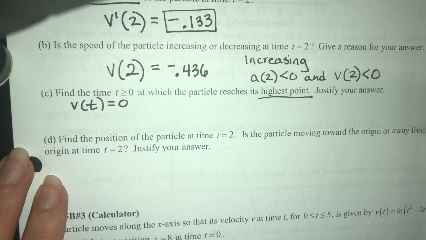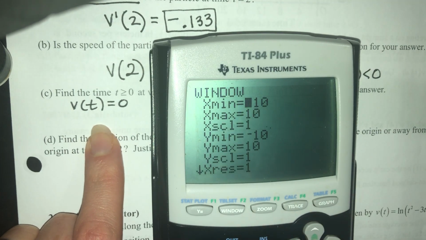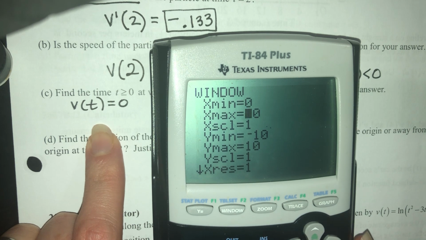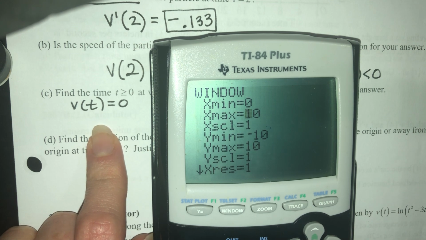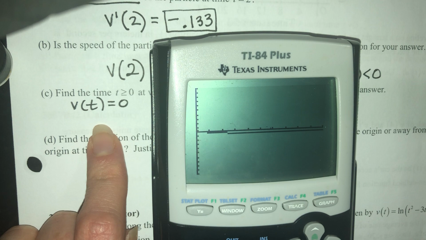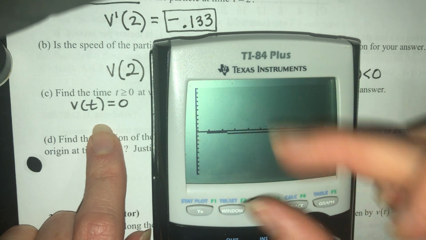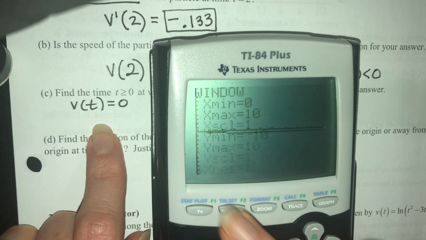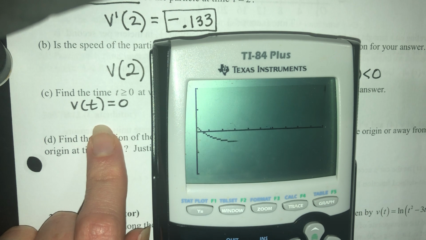And so we already have this velocity equation in the calculator. If we go to our window and say I want my x-min to be 0 and my x-max, we really don't know how big it needs to go, we'll just start with 10 and see what happens. We're looking for zeros. And this window is not good because my graph is all squinched up next to the x-axis and I have all this dead space. So I want to crunch down on that y-axis and say maybe I only need to go from -2 to +2 so that I'm a little closer in and I can see what's going on.